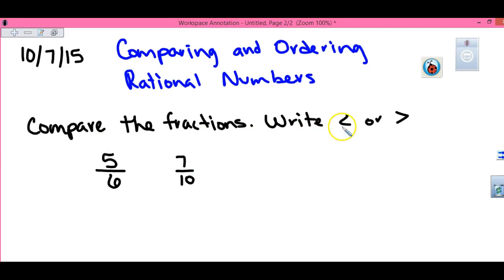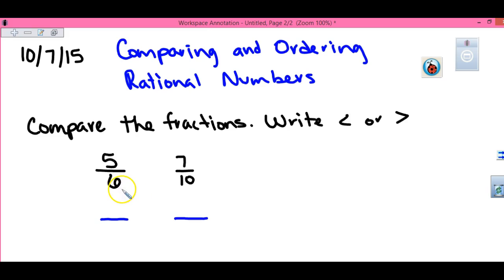Compare the fractions, write less than or greater than. So if we have 5/6 compared to 7/10, is 5/6 greater than or less than 7/10? So what we have to do, we need a common denominator so that we can compare the fractions. What would be the least common denominator between 6 and 10?